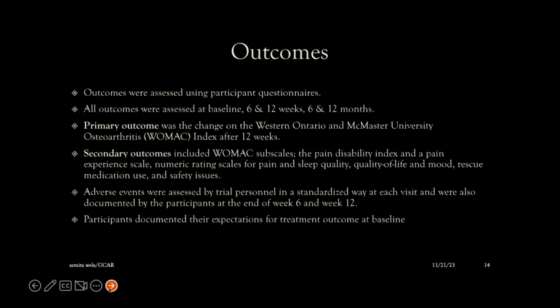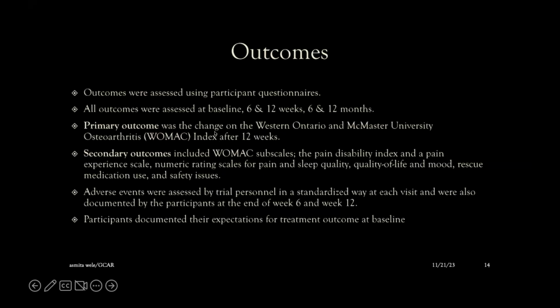Outcomes were assessed using participant questionnaires. Outcomes were assessed at baseline, at 6 weeks and 12 weeks, and then the 6th month and 12th month. So the primary outcome was the change in the Western Ontario and McMaster Universities Osteoarthritis Index after 12 weeks. This was the primary outcome. Secondary outcomes included WOMAC subscales, pain disability index, pain experience scale, numeric rating scale for pain, and sleep, quality of life and mood, rescue medication use, and safety issues.